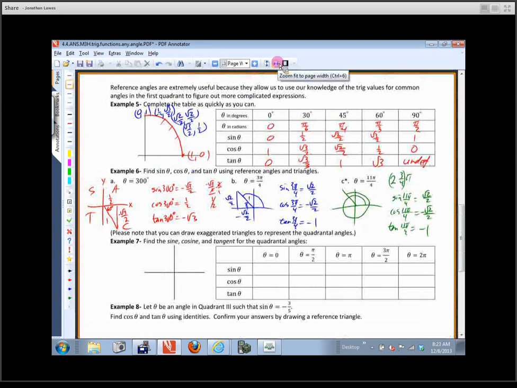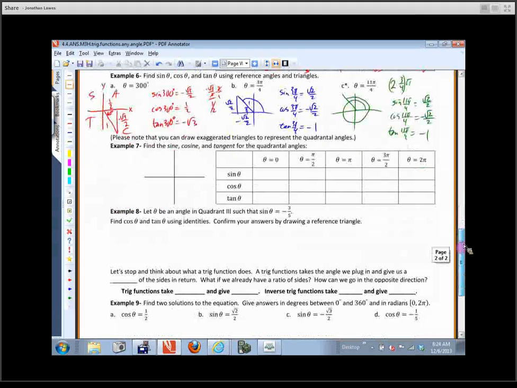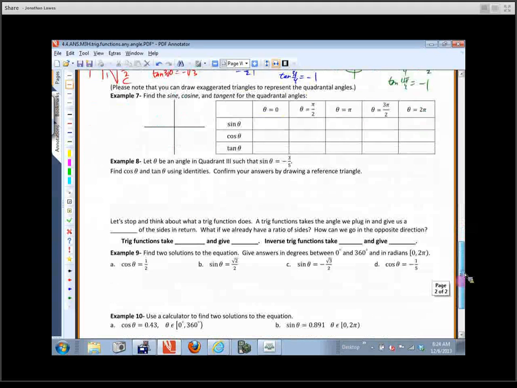Okay, any questions there? Okay, let's take a look at the next one. This is kind of interesting, and this is the way I like to make sure that we understand this. You can actually draw a triangle for each one of these quadrantal angles. Quadrantal angle just means the terminal side ends up on one of the axes.